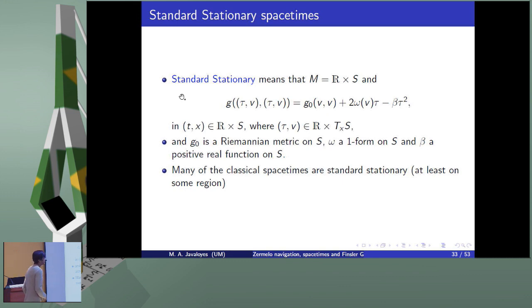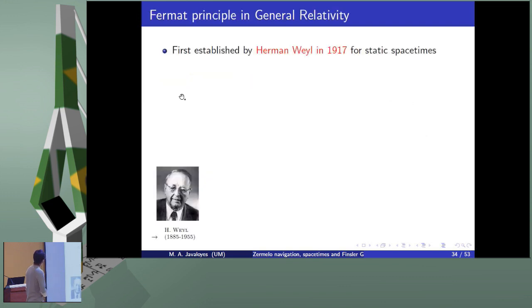Okay, so, probably most of you, I think all of you, know the classical Fermat principle. The light rays follow the shortest path in time. But there is also a relativistic Fermat principle. This principle is very old. It's almost as old as general relativity. The first version for static spacetimes was given by Hermann Weyl in 1917, only 2 years after the invention of general relativity.